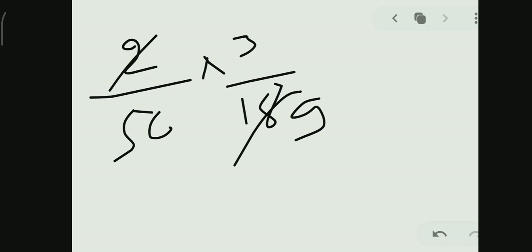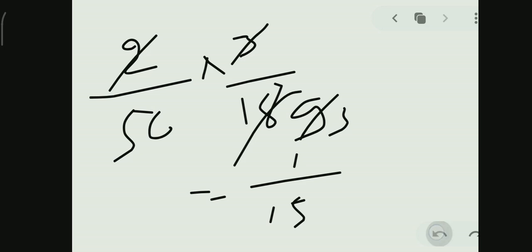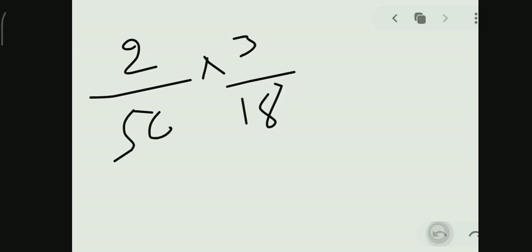Next, we will do multiplication. Let's say we have 2 by 50, and we have to multiply it with 3 by 18. What we'll do is cut it with 9, and this can also be cut. In the numerator we will get 1, and the denominator will come out as 150. So our result will be 1 by 150. Like that, we can do any operation on rational numbers.